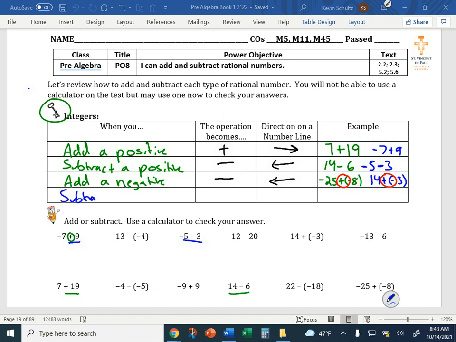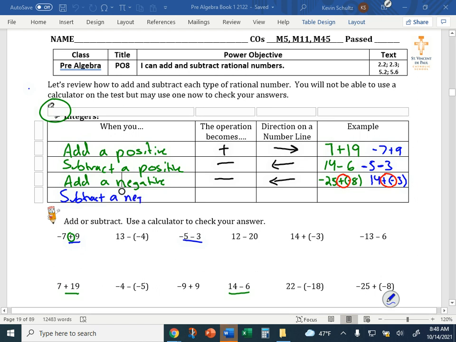The fourth type is subtracting a negative. Okay? Subtracting a negative. Give me an example here of subtracting a negative. Camille. Yes, 13 minus -4. Now, in between our numbers, we've got 2 negative signs. Subtracting a negative. What's another example of subtracting a negative here? Haley? 22 minus -18.